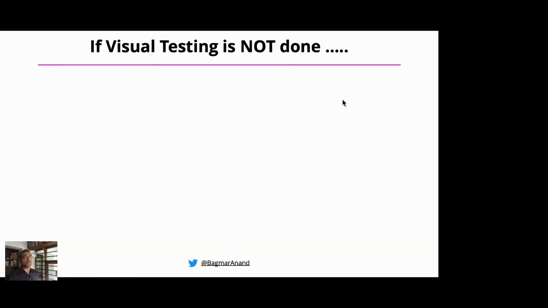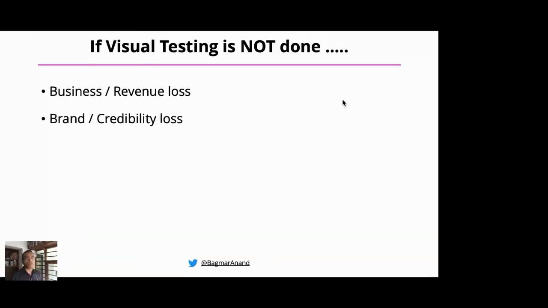But in case of UPS or Amazon, there's actually a revenue loss that would happen as a result. And that is a challenge which comes across if visual testing is not done as part of your overall testing or quality strategy. You might end up with business or revenue loss. There is a loss of brand and credibility. And equally important, you start losing your users because users have a very short attention span, right? So it is extremely important to think about how you can make sure the visual aspects of your product are also working correctly.